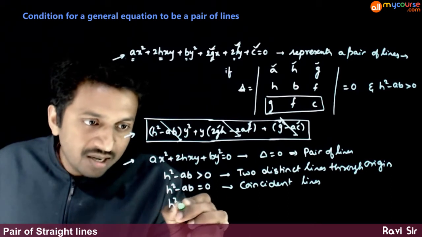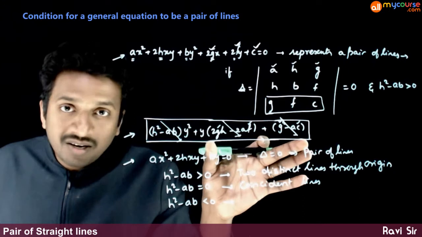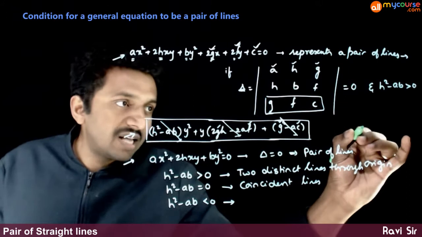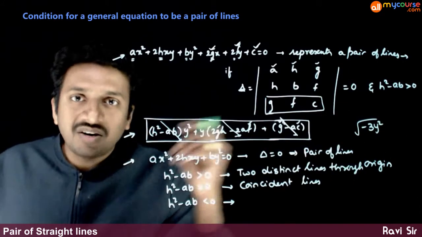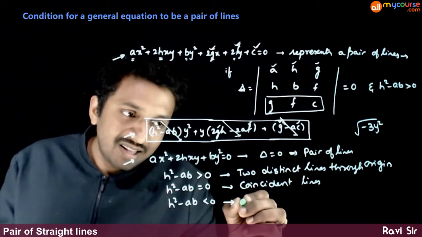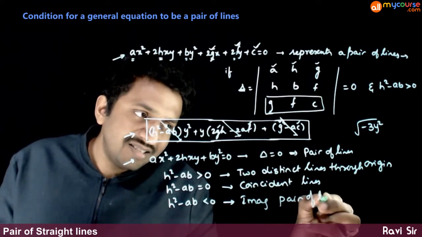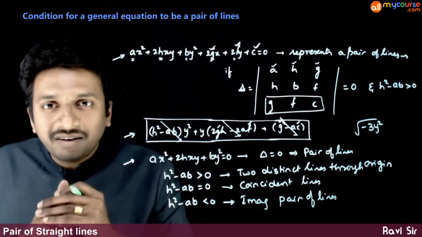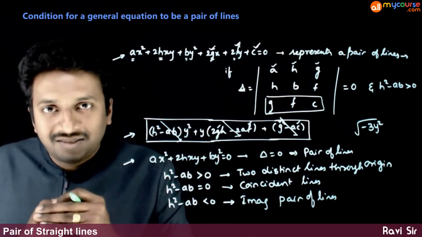And if h square minus ab is less than 0, these two terms are automatically 0, and you get minus of some number times y square. For example, you get minus 3y square inside the square root. Obviously this is an imaginary quantity, so you won't get real lines. So I say that they are an imaginary pair of lines. That is, effectively there is no pair of lines, but the equation looks like a pair of lines.